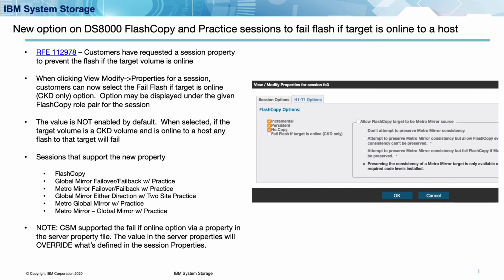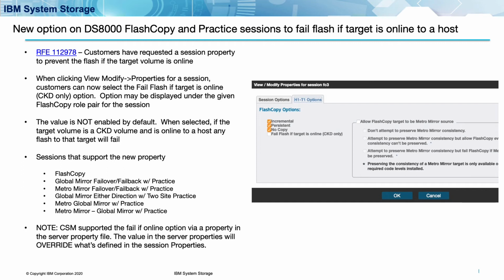So now you'll see in the FlashCopy session and any practice sessions that have flash, a new option that says fail flash if target is online. This is for CKD only volumes, but if you check that, now any flash will fail if the target is online to that z/OS host.